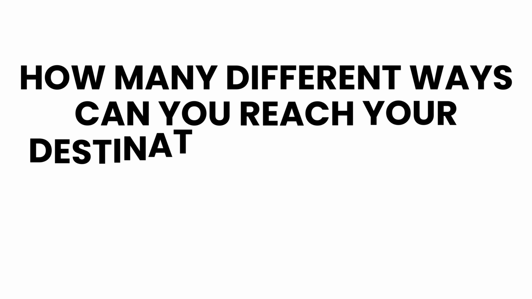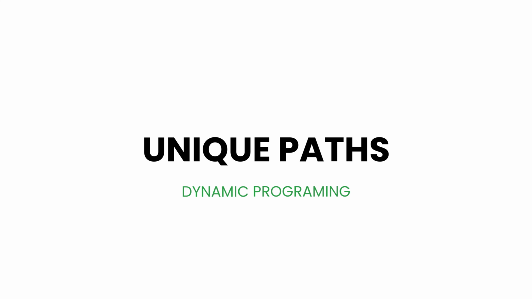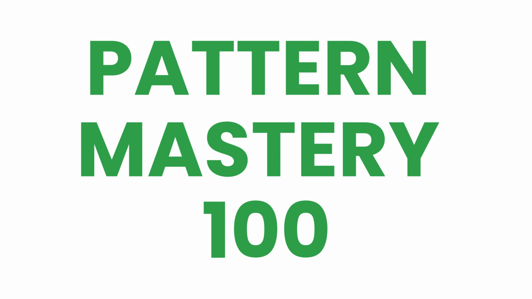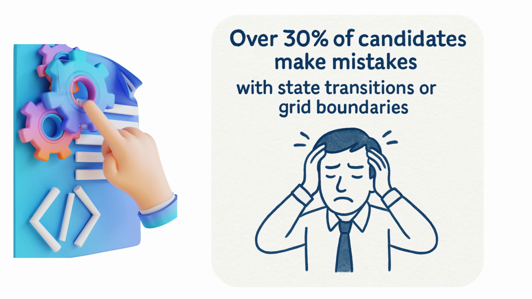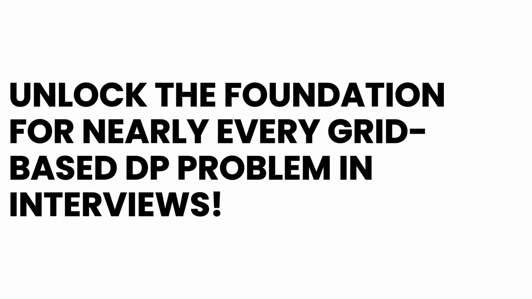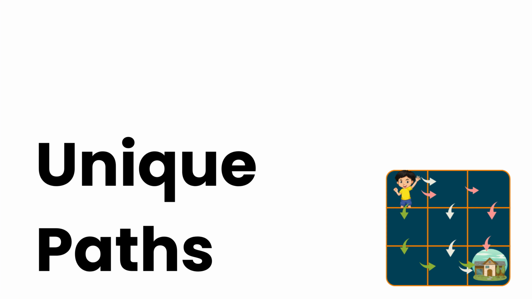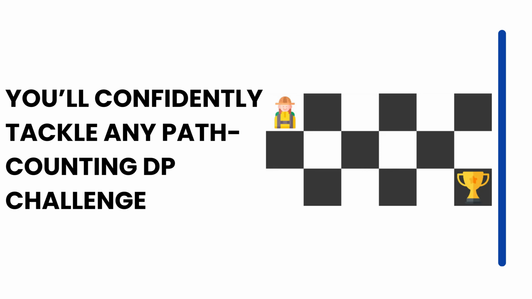How many different ways can you reach your destination in a grid, no matter the twists and turns? Unique Paths is a Pattern Mastery 100 dynamic programming classic and a favorite at Google, Meta, and Amazon. Over 30% of candidates make mistakes with state transitions or grid boundaries. Master this and you'll unlock the foundation for nearly every grid-based DP problem in interviews. Let's solve unique paths using the basic approach, so you'll confidently tackle any path-counting DP challenge.